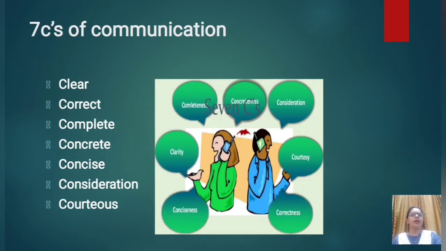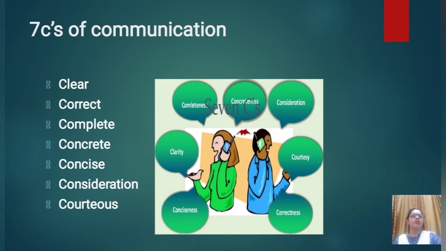Okay, now next we discuss the 7 Cs of communication. First is clear. The message should not be vague or confusing, meaning your message should be correct. Next is correct. The message should be free of any grammatical and spelling mistakes. Next is complete. The message should be complete, that is, it must include all the required information. Next is concrete. The content should be supported by facts and figures. Next is concise. The message should be precise and to the point.